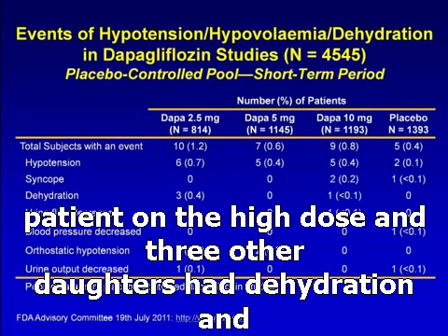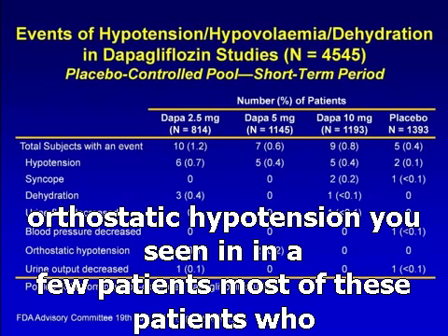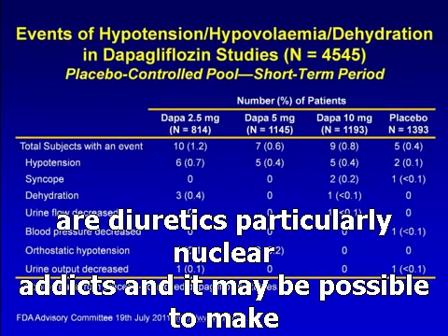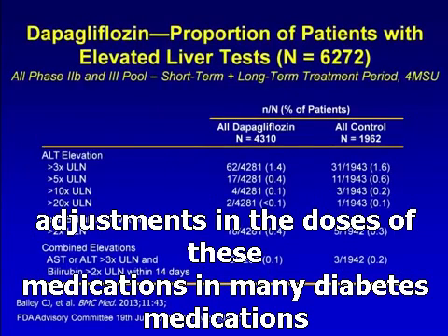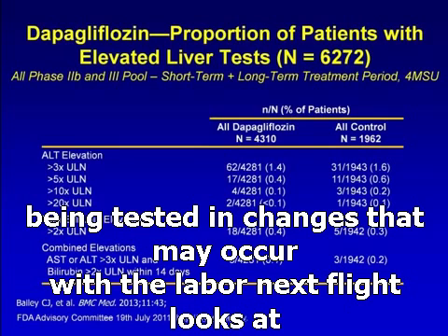One patient on the high dose and 3 on the lower dose had dehydration. And orthostatic hypotension was seen in a few patients. Most of these patients were on diuretics, particularly loop diuretics, and it may be possible to make adjustments in the doses of these medications.